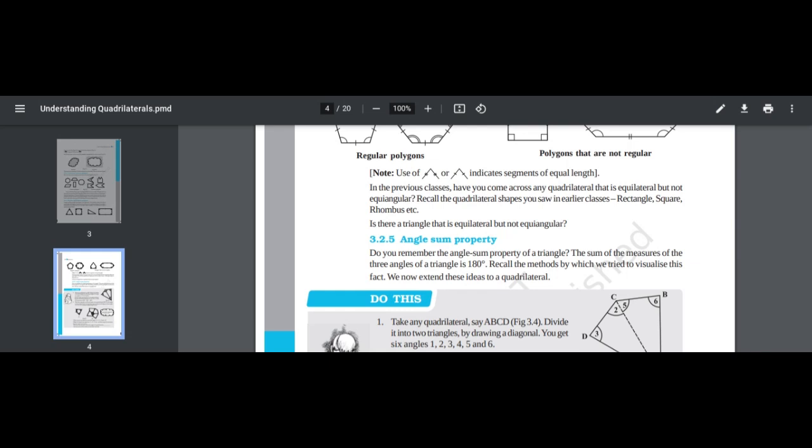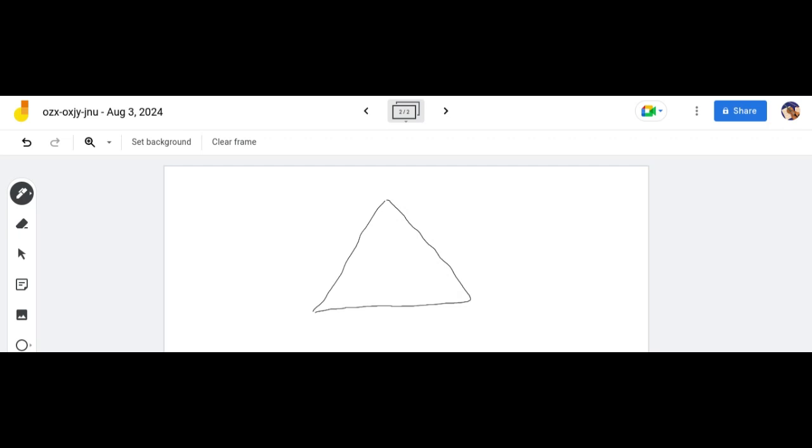When we have done it, but not fully. The sum of the measures of the three angles of a triangle is 180. If we have any triangle, that is isosceles, that is a scalene triangle, any triangle, the sum of all three angles should be 180. Very good.